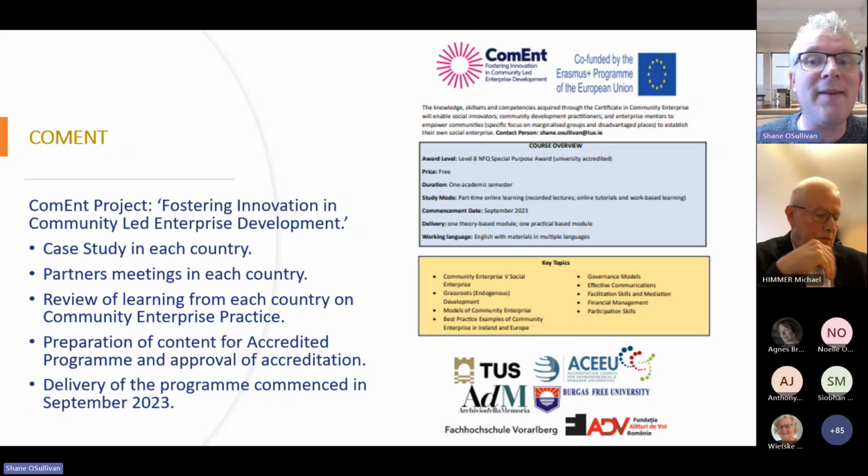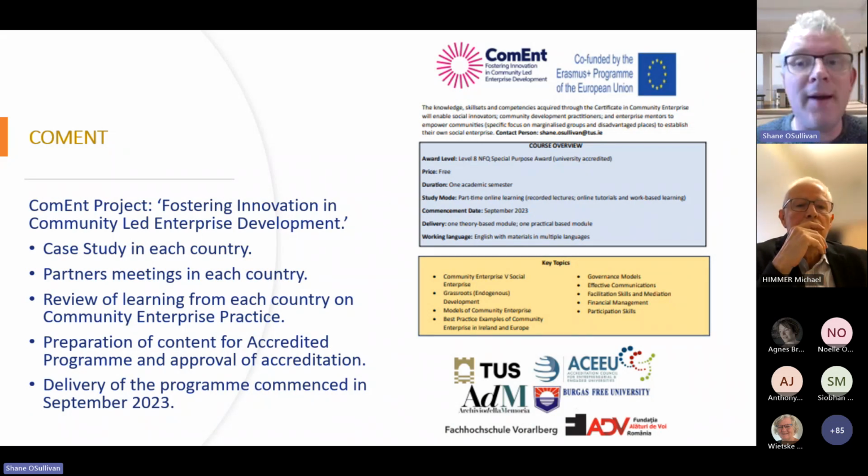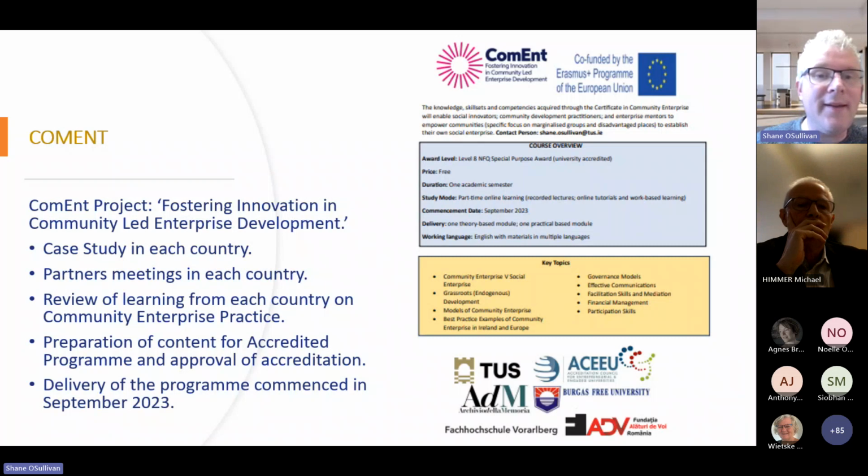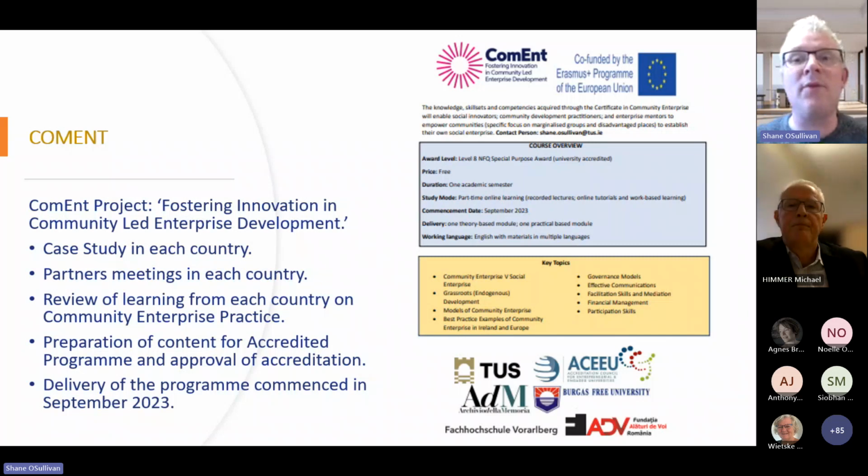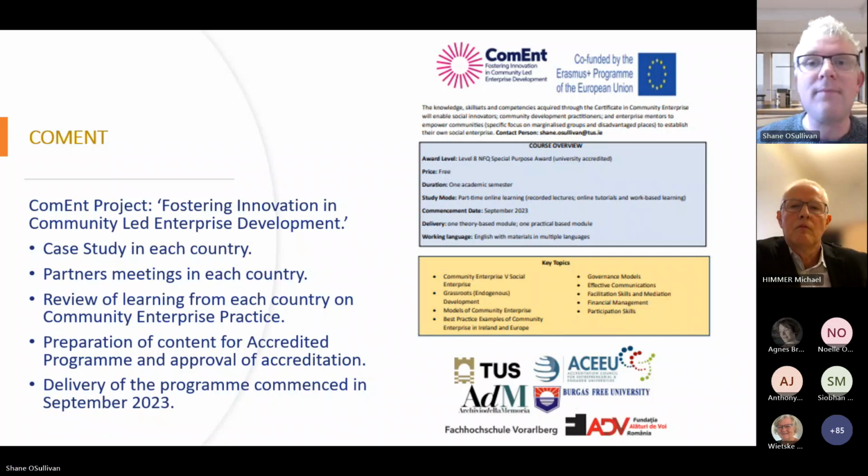This programme has been accredited by the TUS, but all of the university partners, including FHV, have had an active role in the design, development and delivery of the programme. As I said, it commenced in September 23, and we cover all of the key requirements for an individual or a community to set up their own enterprise, and to have that enterprise owned by the community and for the community.